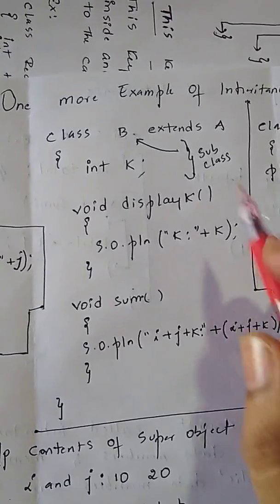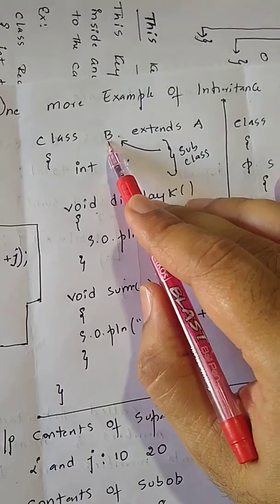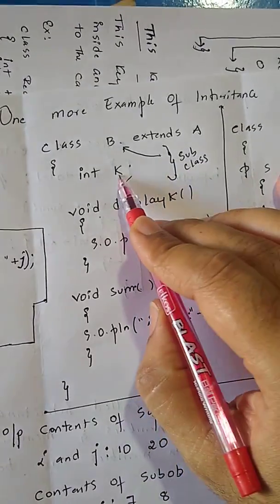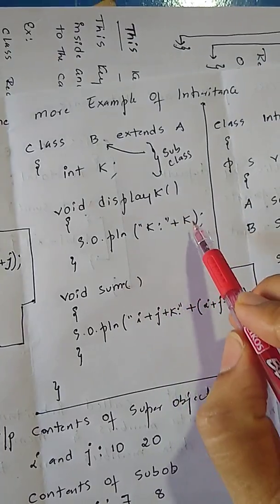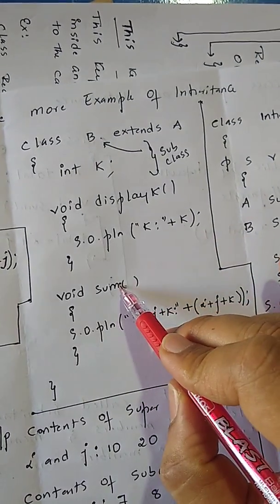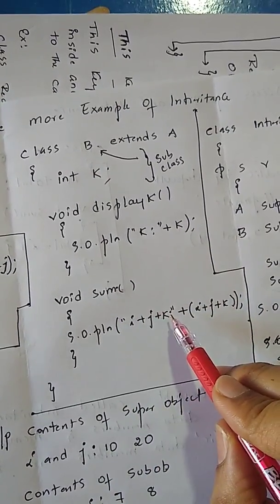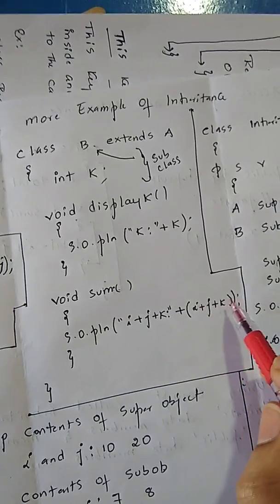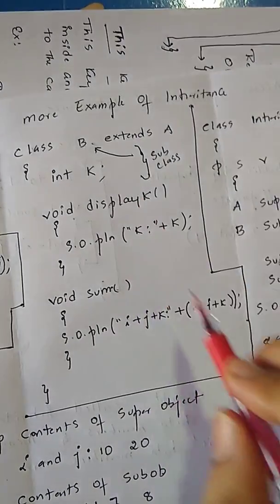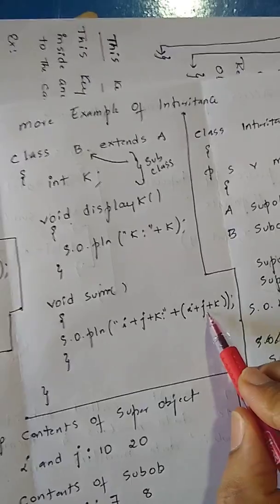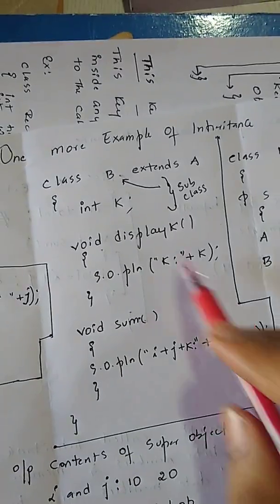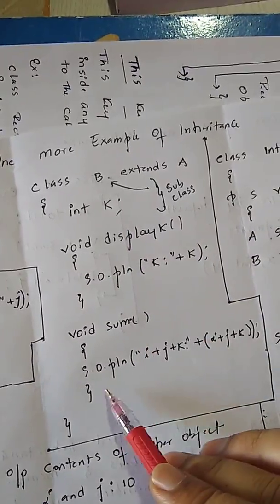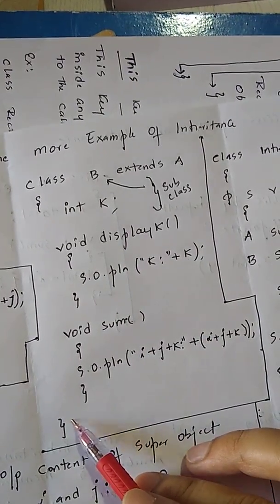Okay. So I've taken one more class with name B, with one data member k and one member function with name display k, just to display the value of k, and one more member function with name sum, just to calculate the sum of all the three data members, that is i and j that belong to class A and k that belongs to class B. So this is the end of class B.